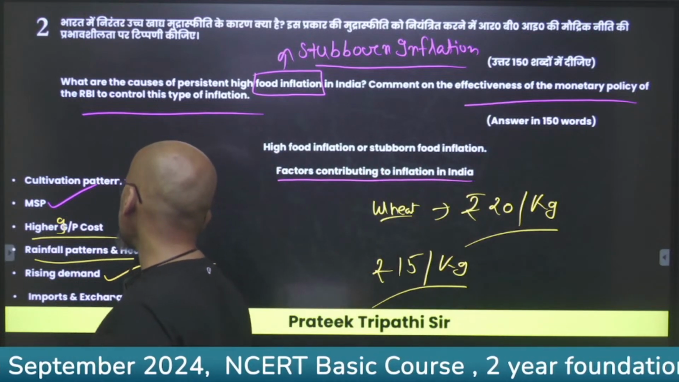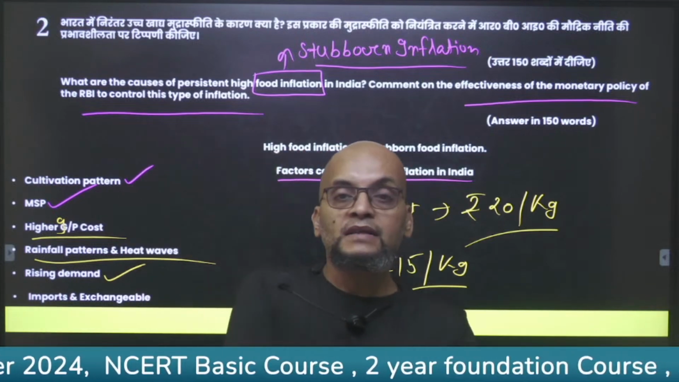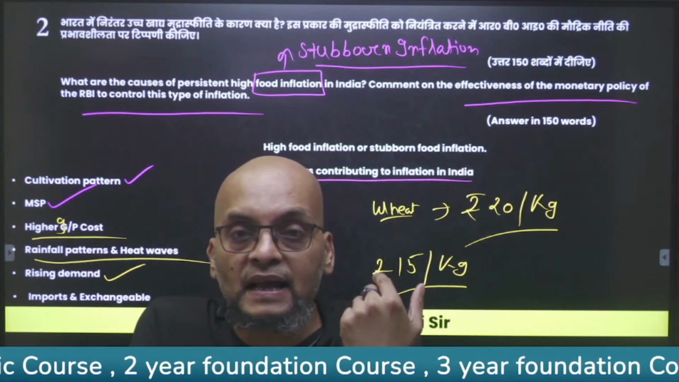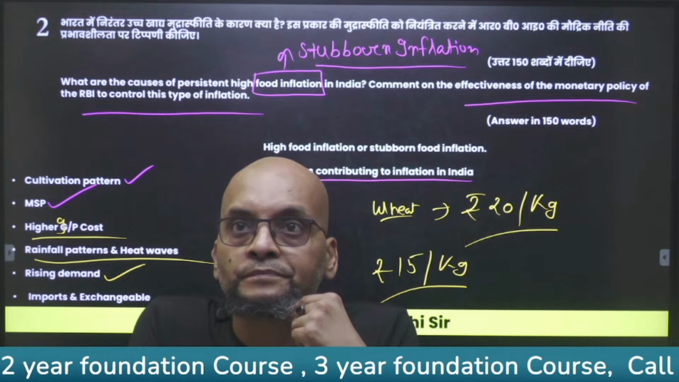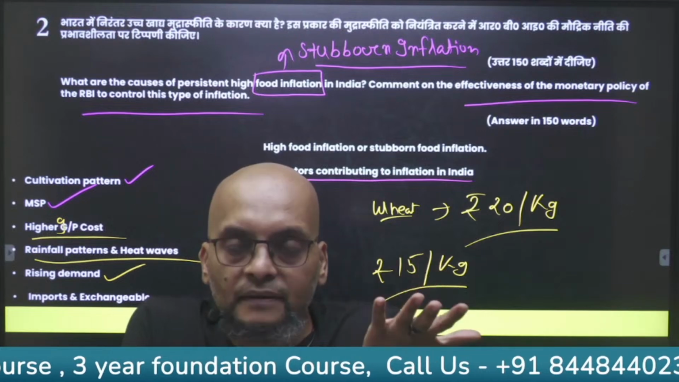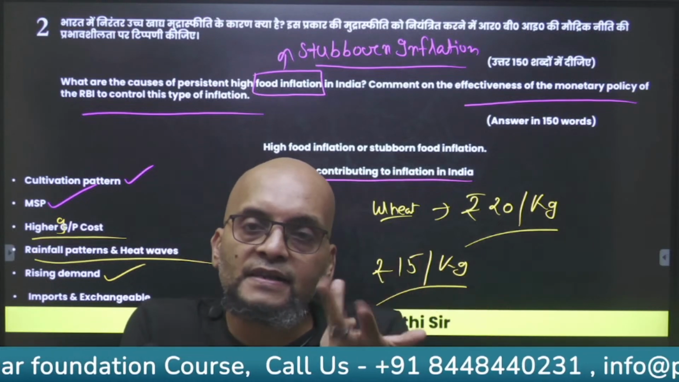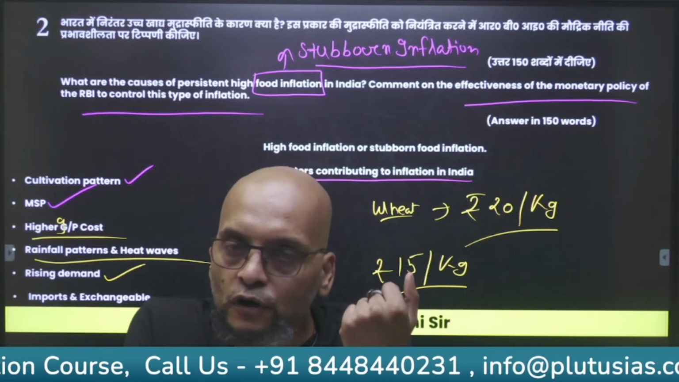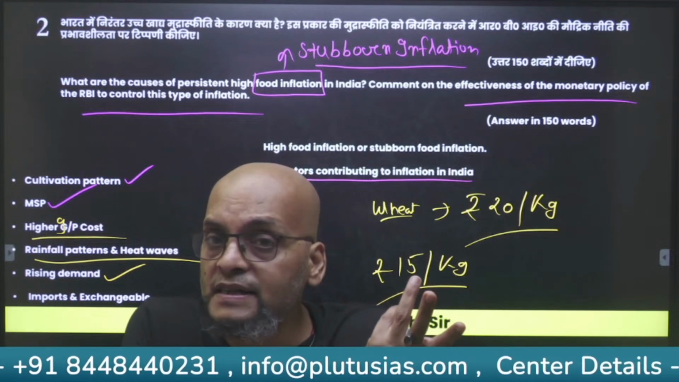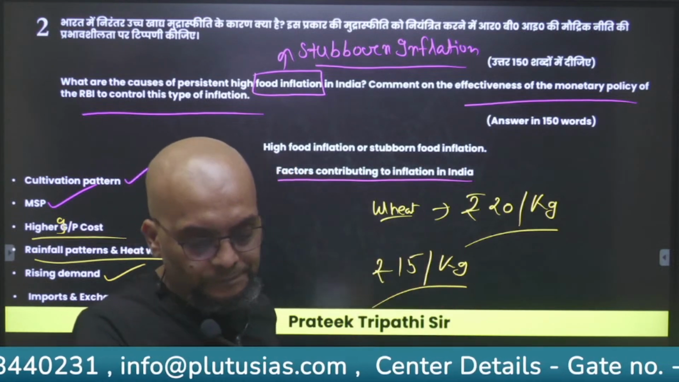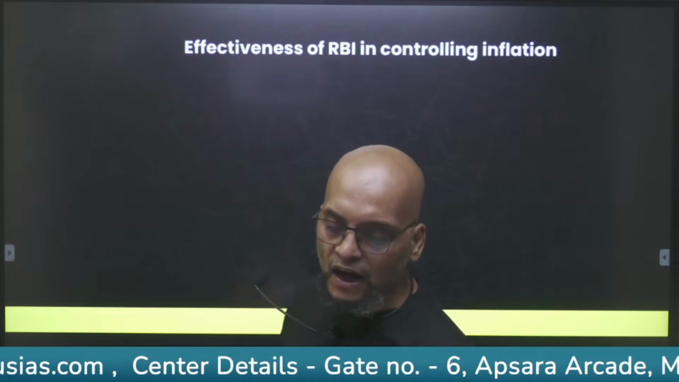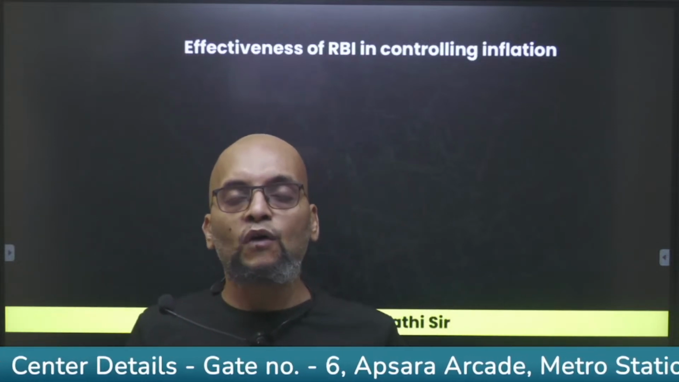Next is imports and exchangeables. See guys, one of the factors also responsible for the price hike is imports. In India, as I told you, the arable land is limited, but demand is high. So what is left? Government will import the crops, yes or no? And if government is going to import it, the price of the crops will be high. That is also one of the reasons for high food inflation. Clear? Understood?